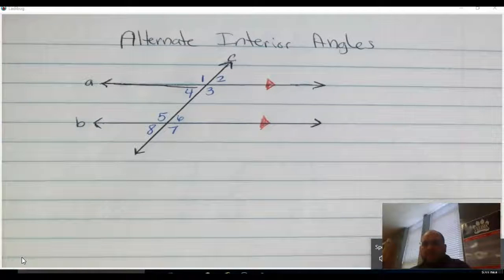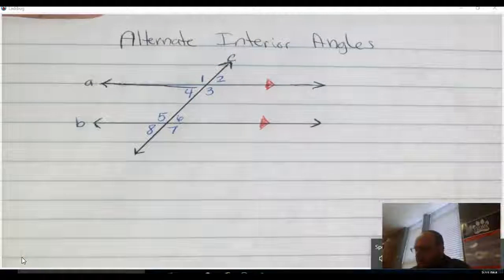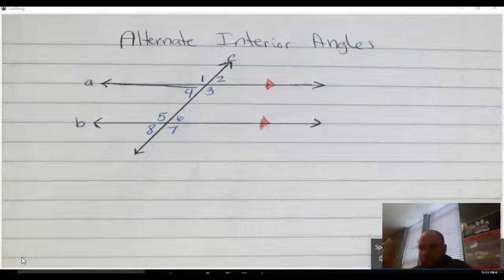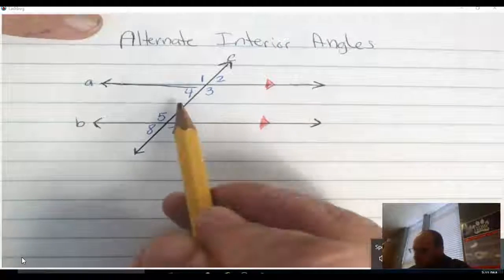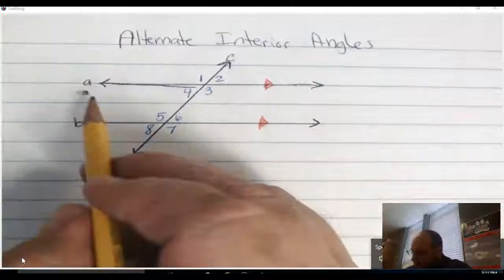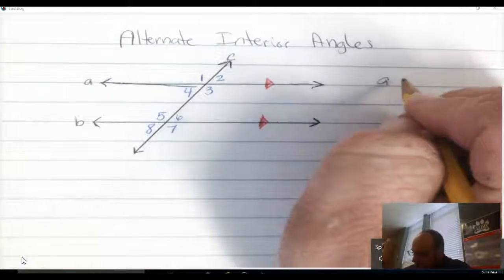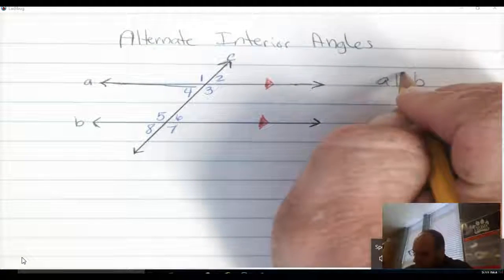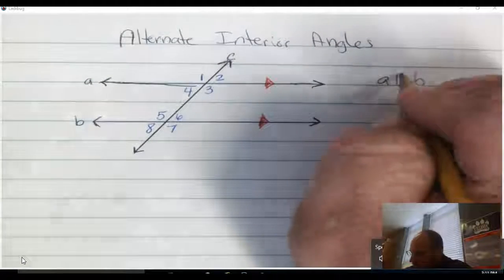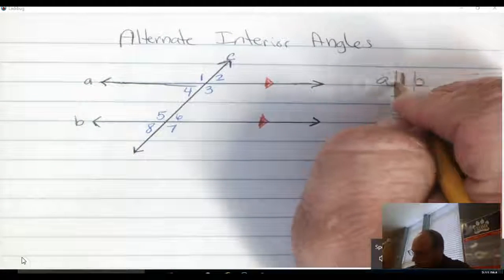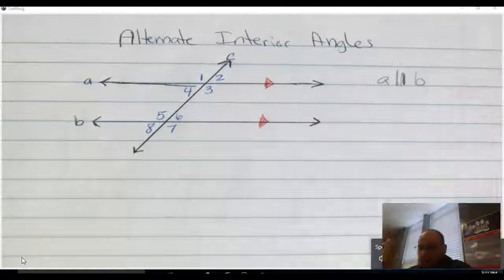All right, in the previous video, we talked about interior angles. Now we're going to talk about alternate interior angles. And just to review, interior angles are angles that are between the parallel lines. So in this case, A and B are the parallel lines. So A is parallel to B. Again, I showed that with two vertical lines.